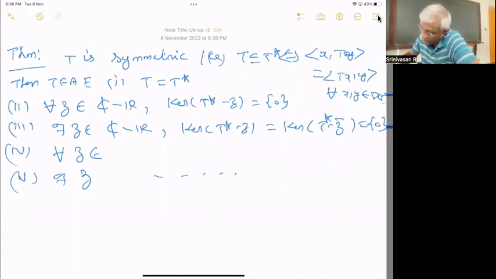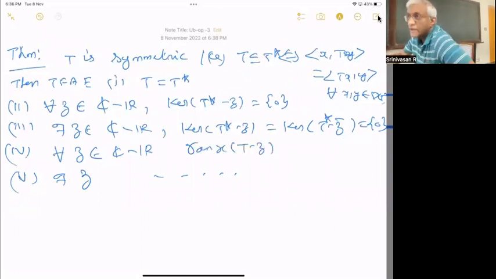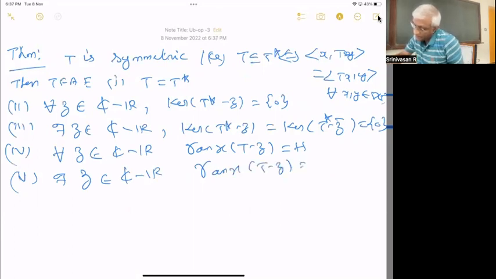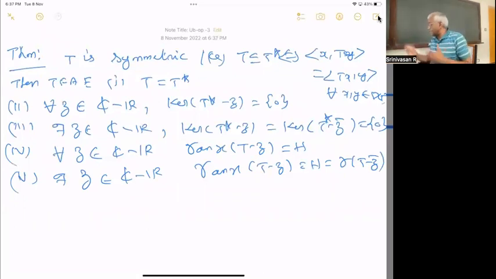For all Z in C minus R, range of T minus Z equals H, and it is equal to range of T minus Z bar. Because we need it for the bar also. Okay, when I write R, it means range. I may write capital R, I may write small r. R of something means range.